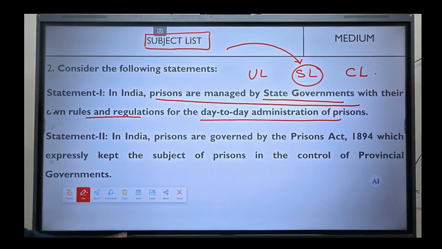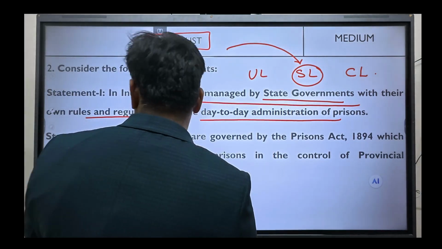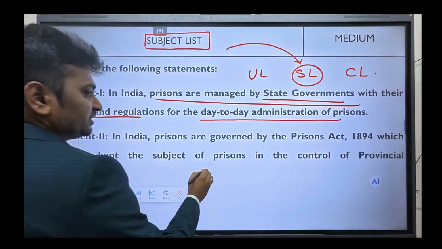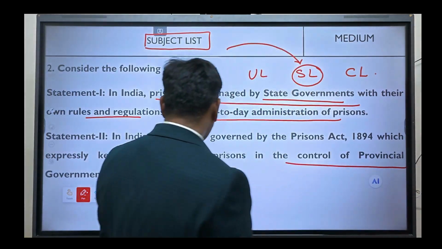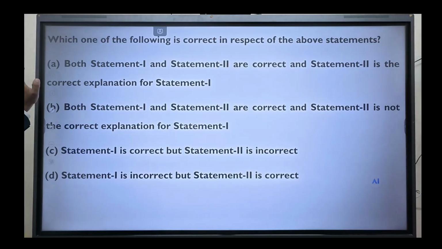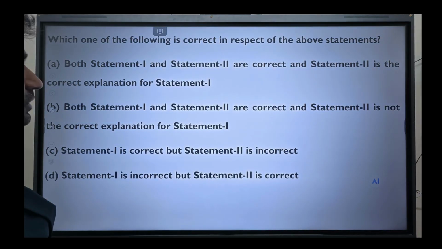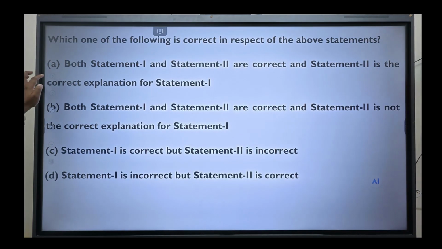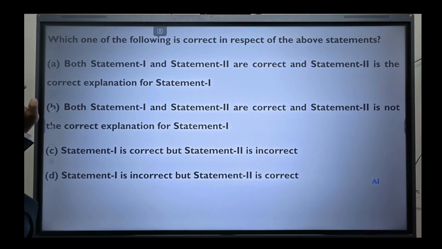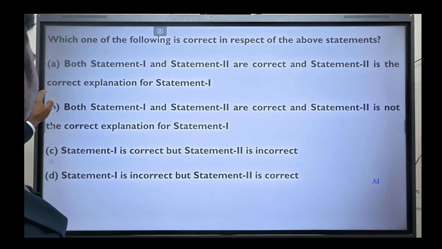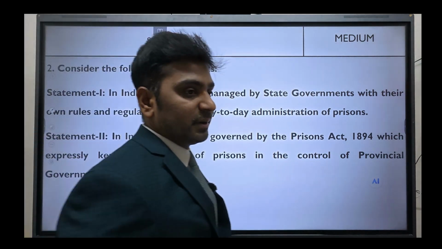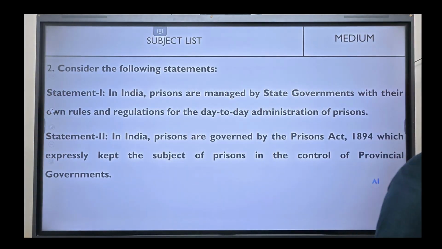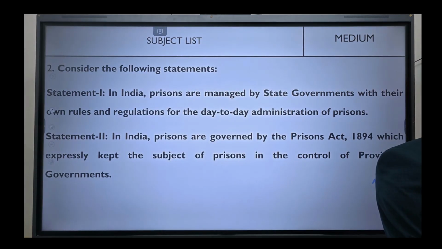In India, prisons are governed by the Prisons Act 1894, which expressly kept this subject of prisons under the control of provincial governments. And they are asking which of the following statements are correct. Have a look at it. In India, prisons are governed by Prisons Act 1894.